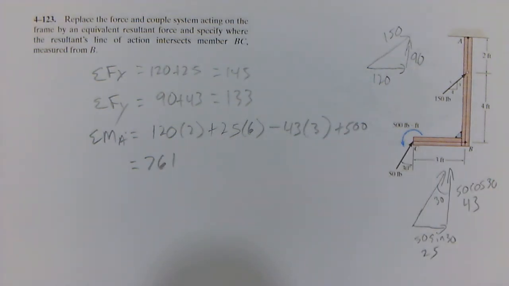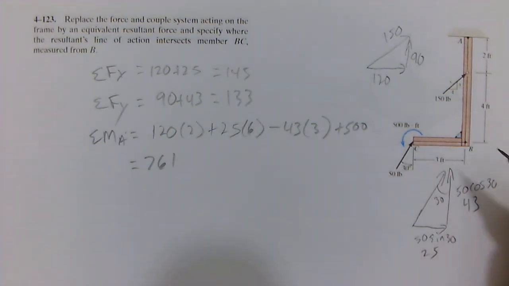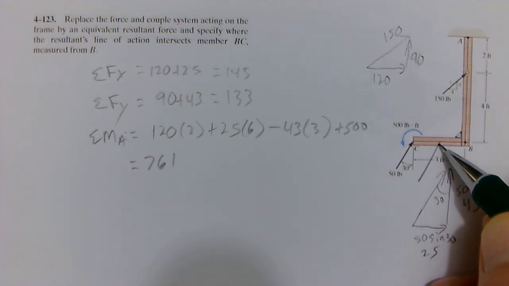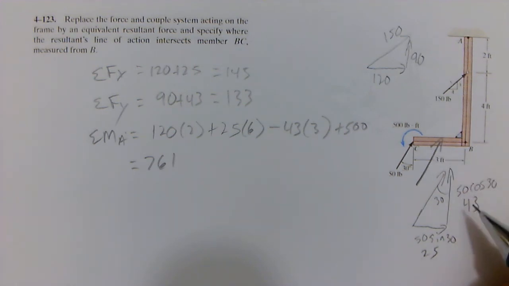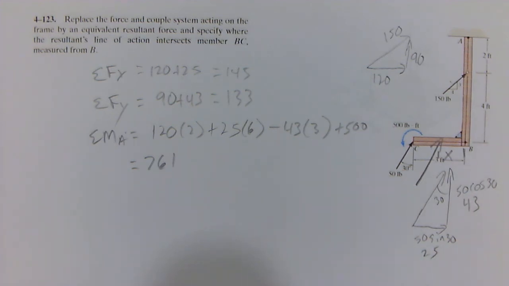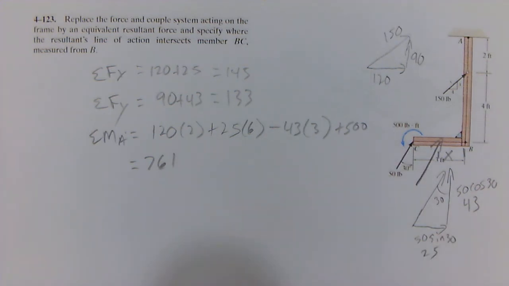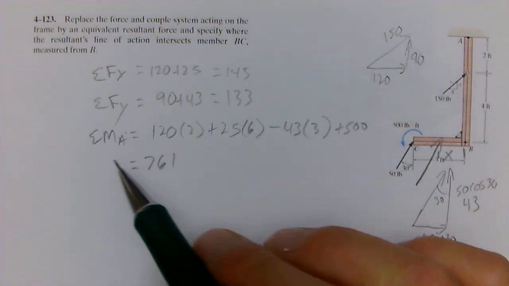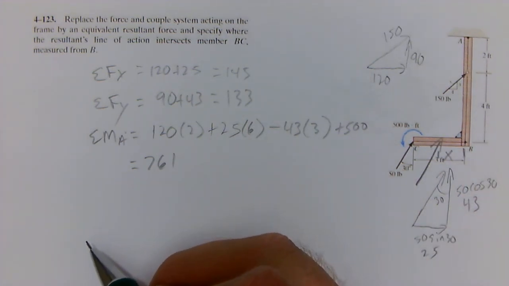Okay. Now where do we place this load? So we have a load of 145 in the x, 133 in the y, and we want to put it here somewhere, a distance from B. We'll call that distance x. Okay. And we know that's going to create a moment about A of 761. Now, rather than just saying moments about A, I probably could have solved about B. Might have been a little more convenient, but we'll keep making this work.